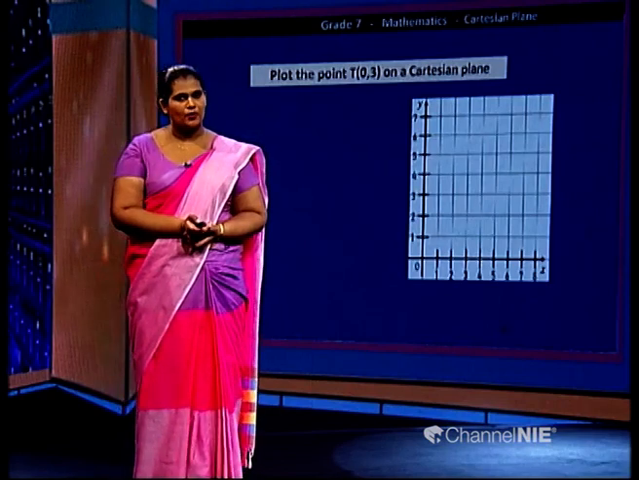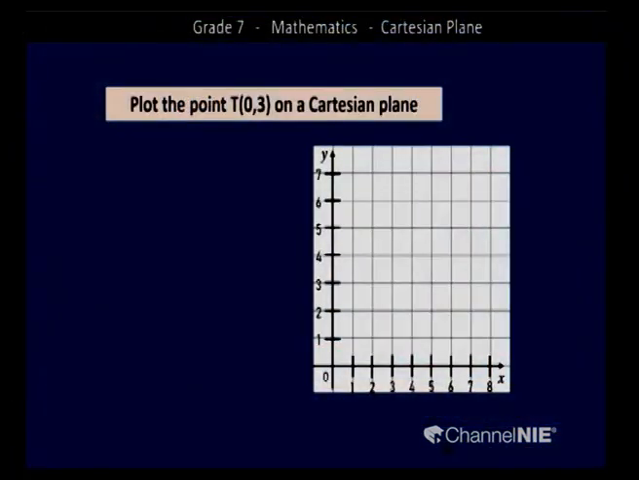So, we will go to the question quickly. Plot the point T (0, 3) on a Cartesian plane. Once again, plot the point T (0, 3) on a Cartesian plane. Right. Now, the Cartesian plane is given. Once again, I am going to get the coordinates and I am trying to understand what is mentioned there. Right. For T, first the x coordinate is equal to 0, then the y coordinate is equal to plus 3.